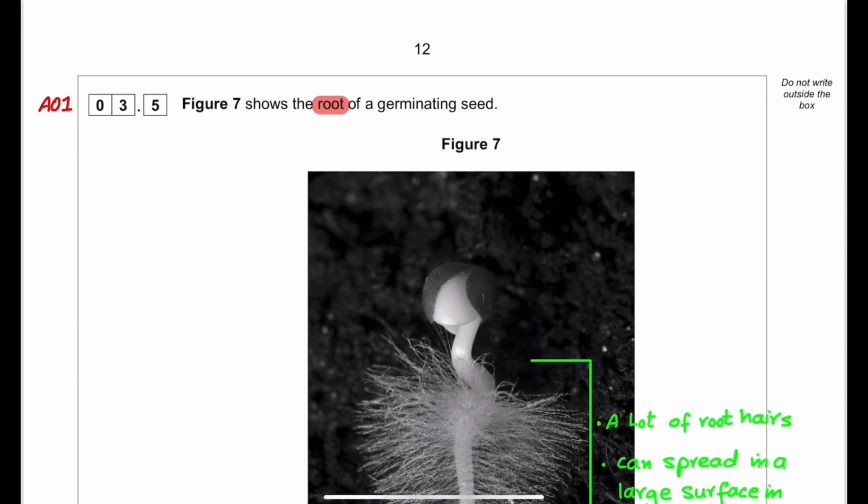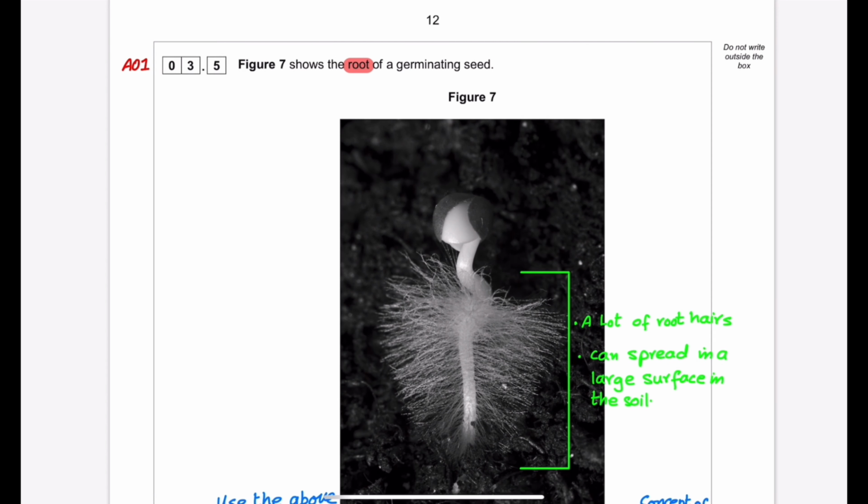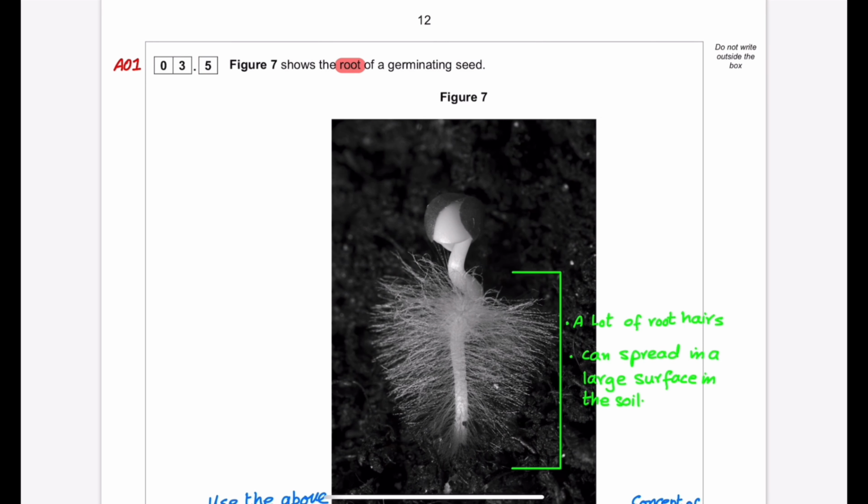Our next part, 3.5, is an AO1 question. The student must have the basic knowledge about this topic. Figure number 7 shows the root of a germinating seed. So this is the diagram which is given here. A root is given here. Along with the root, you can see that a lot of root hairs are present.